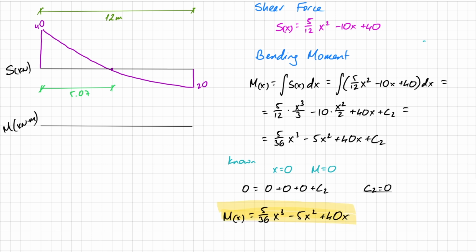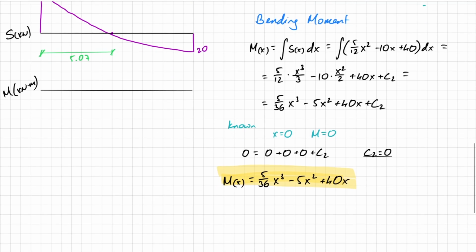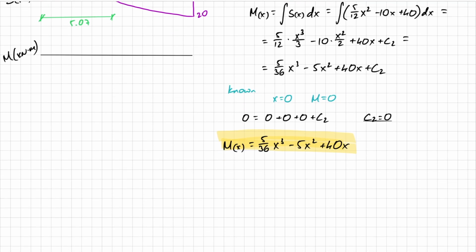And let's do a few things. Let's check that it is also 0 at the end, and let's check what that maximum moment is. I know the location of the maximum moment because the maximum moment happens when shear is 0, and I know exactly where that happens. Just making a bit of space, I want to know what happens when x equals 0. I'm expecting it to be 0. What happens when x equals 5.07? I'm expecting that to be the max moment. And what happens when x equals 12? The end of the beam, I'm also expecting 0 there.